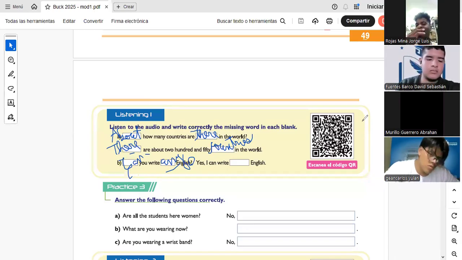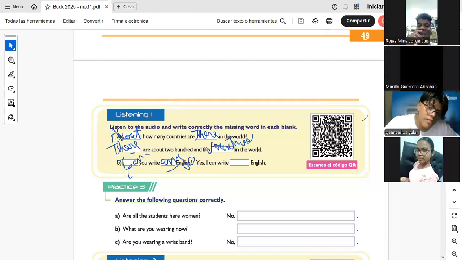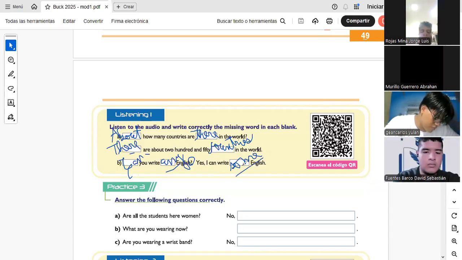Voy a repetir el audio. Abraham Murillo. Yes, I can write some English. Some English, that is correct. I can write some English. And again, we have another quantifier. And we use some, okay, in affirmative context when you don't want to be specific about the amount. You remember? Okay, so yes, I can write some English. You don't know if that is a lot or a little, but you know that existence. Okay?